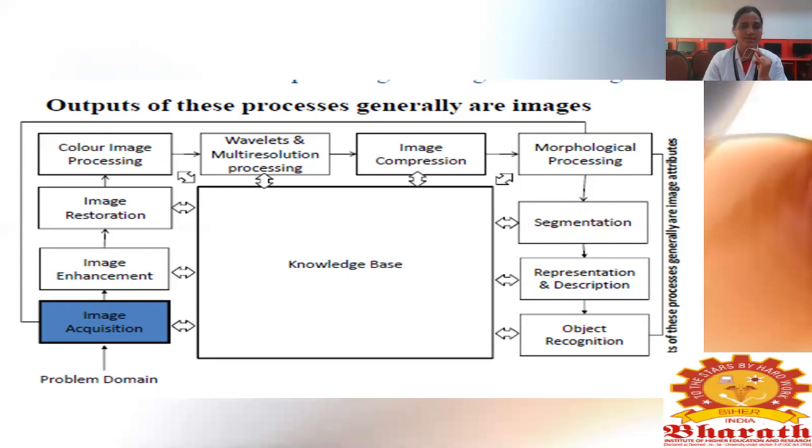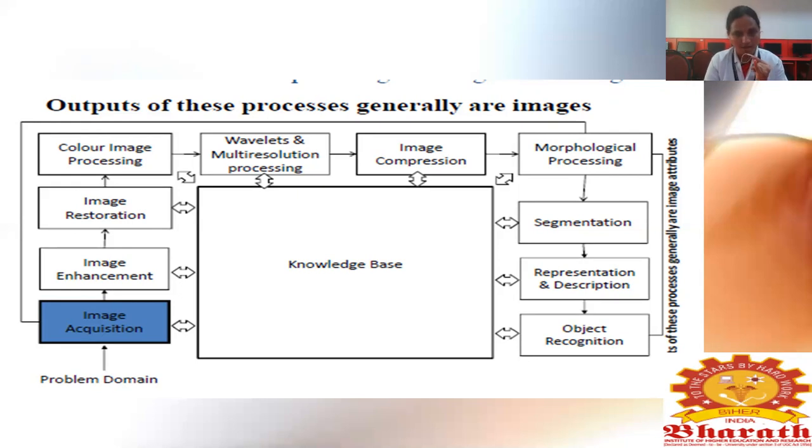And the next one is image restoration. Image restoration is also a process of enhancing the image, so that we can get a suitable image. We can also handle degradation in image restoration by using some mathematical functions, as well as some probabilistic algorithms.